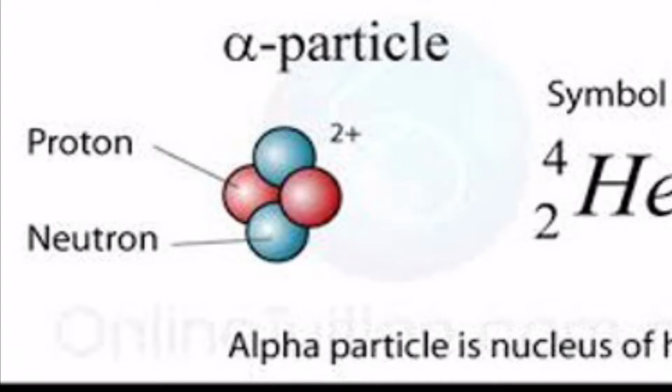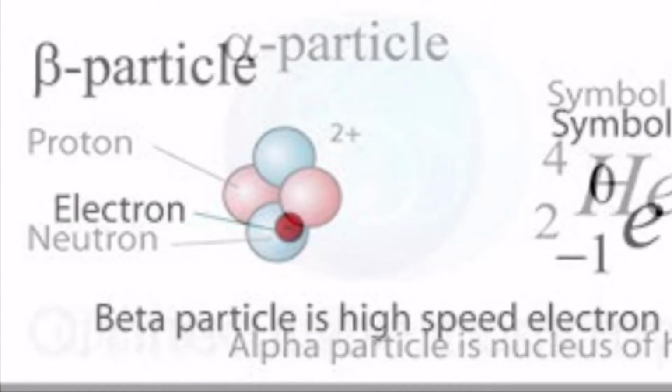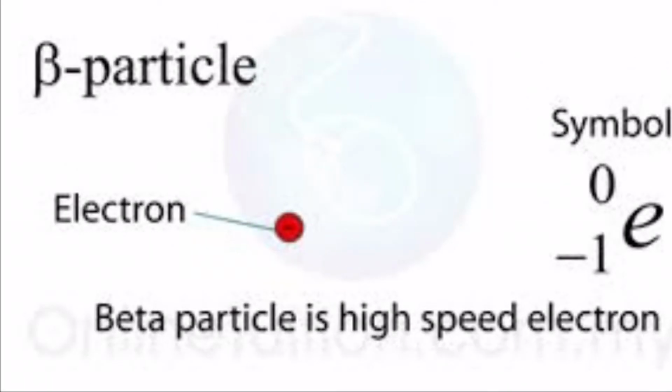An alpha particle is a particle with two protons, two neutrons, and an atomic mass of 4. Essentially, it is a helium nucleus. A beta particle is essentially an electron, a particle with insignificant mass, written with a proton or atomic number of -1 due to its negative charge.